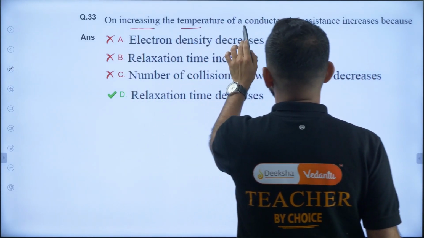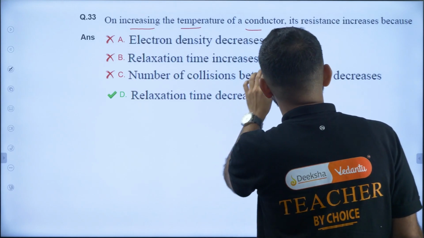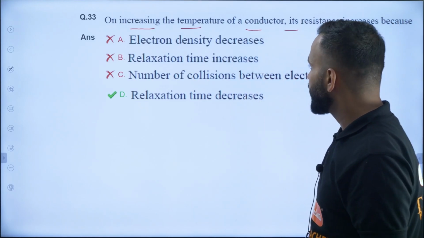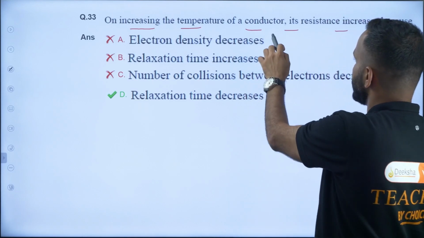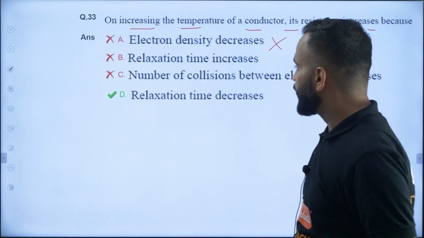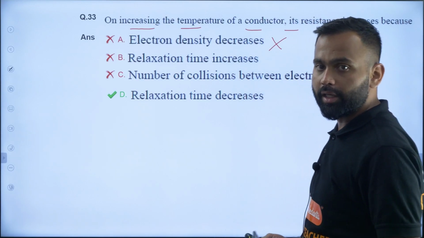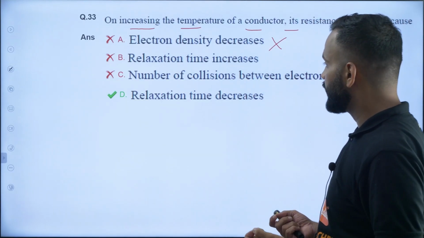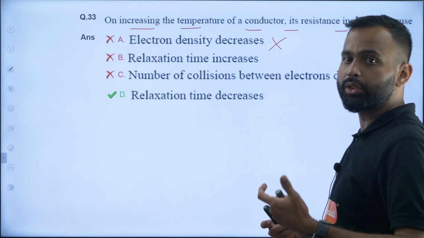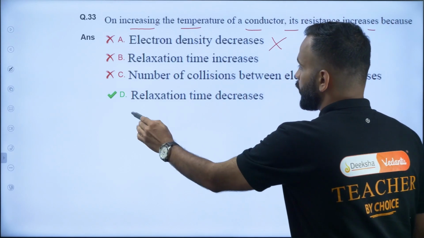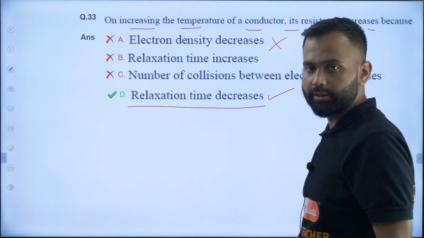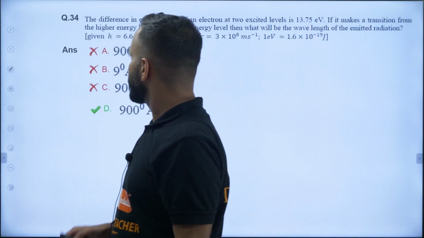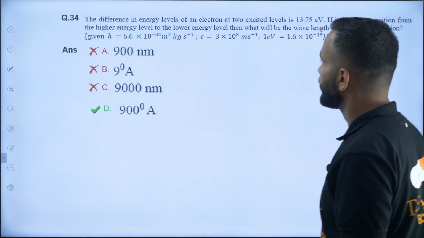Next one, question number 33. On increasing the temperature of the conductor, its resistance increases because option A says electron density increases. Wrong. So if you increase the temperature, what happens? The thermal velocity of the electrons increases, but the drift velocity decreases, right? That is, the relaxation time decreases. So the correct option is D.